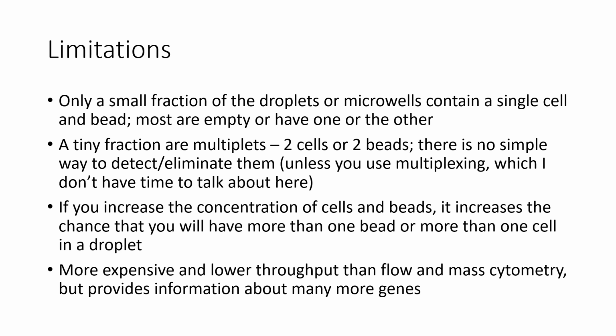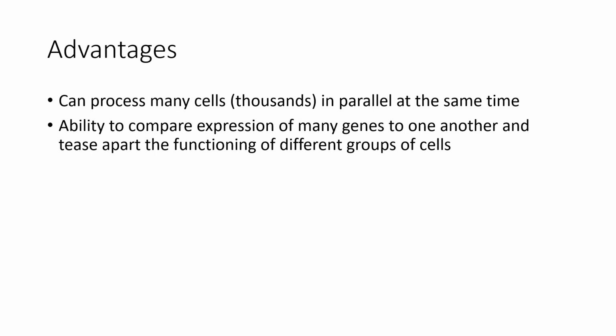Another limitation is that it's more expensive and lower throughput than flow and mass cytometry, but it provides information about many more genes. The advantages are that you can process many thousands of cells in parallel at the same time. It also has the ability to compare expression of many genes to one another and tease apart the functioning of different groups of cells.